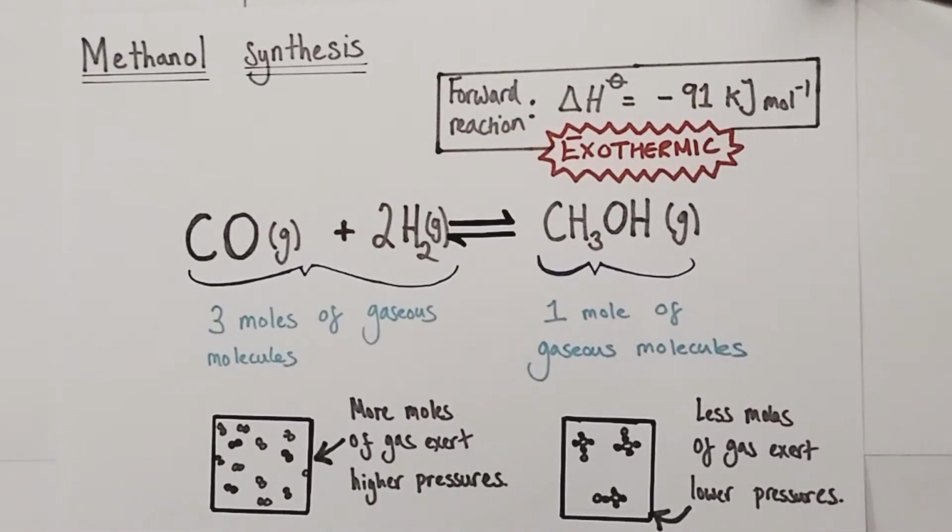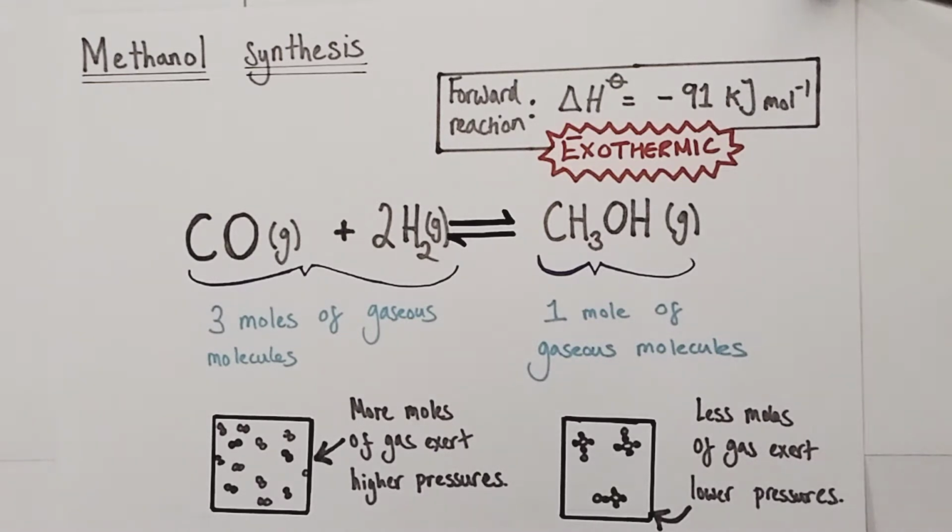So what we have here is a good example of an industrial scale dynamic equilibrium reaction. This is the process for the production of methanol. Now, methanol is an alcohol and it is a useful feedstock chemical in multiple organic synthesis reactions. And it's produced by reacting carbon monoxide gas with hydrogen gas under specific temperature and pressure conditions.